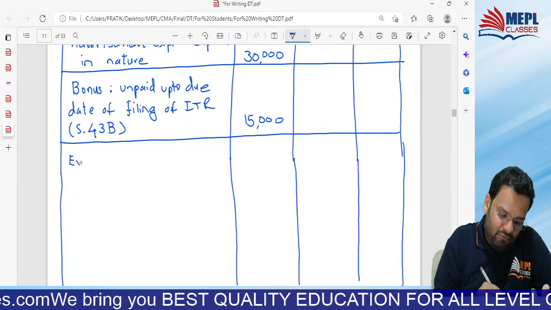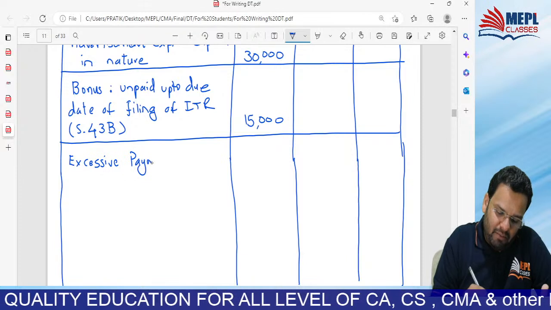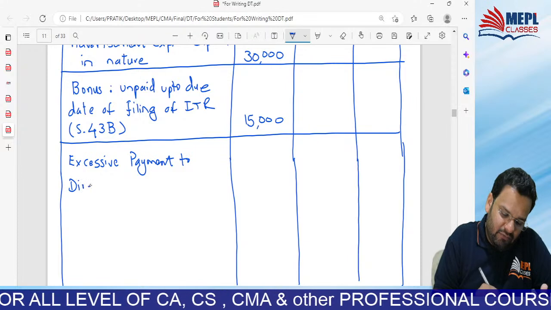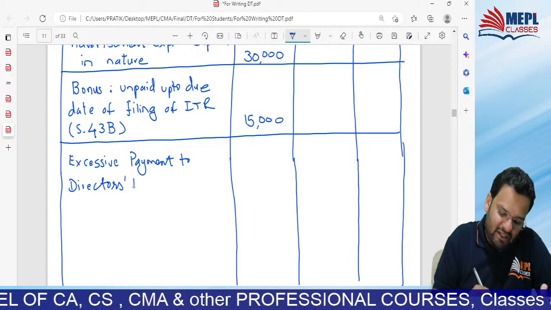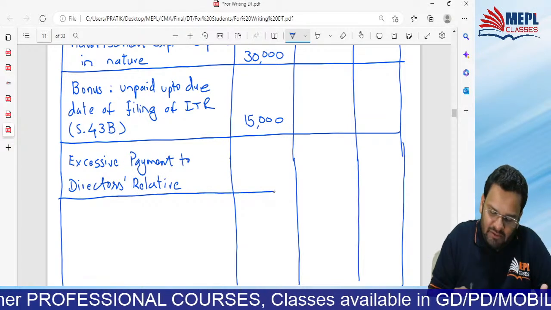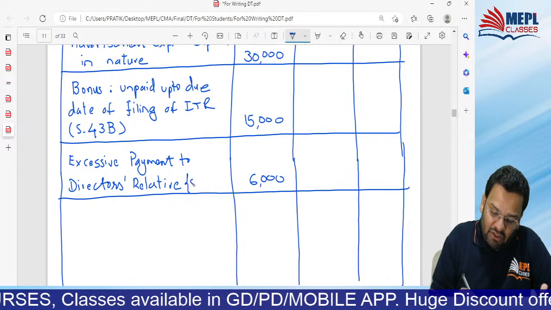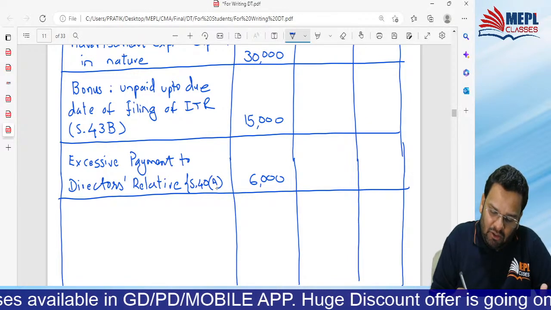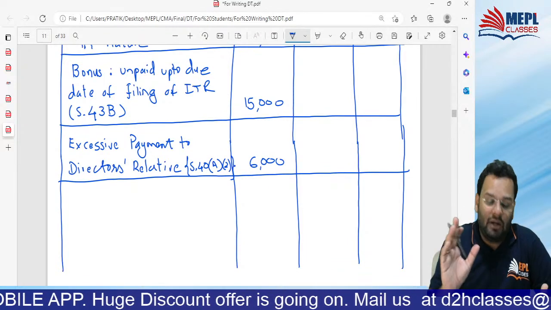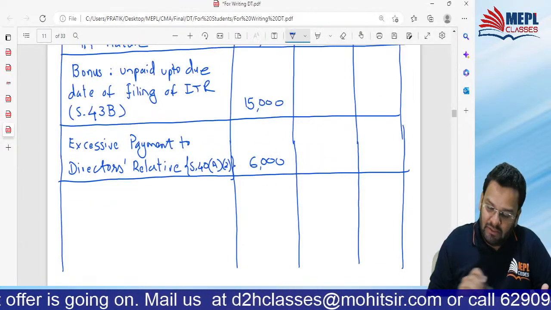So excessive payment to director's relative, and directly this extra figure is given, that excessive is 6,000 rupees. Which section? 40A(2). Section 40A(2) we have to add back. According to 40A(2), yes, figure is 6,000.